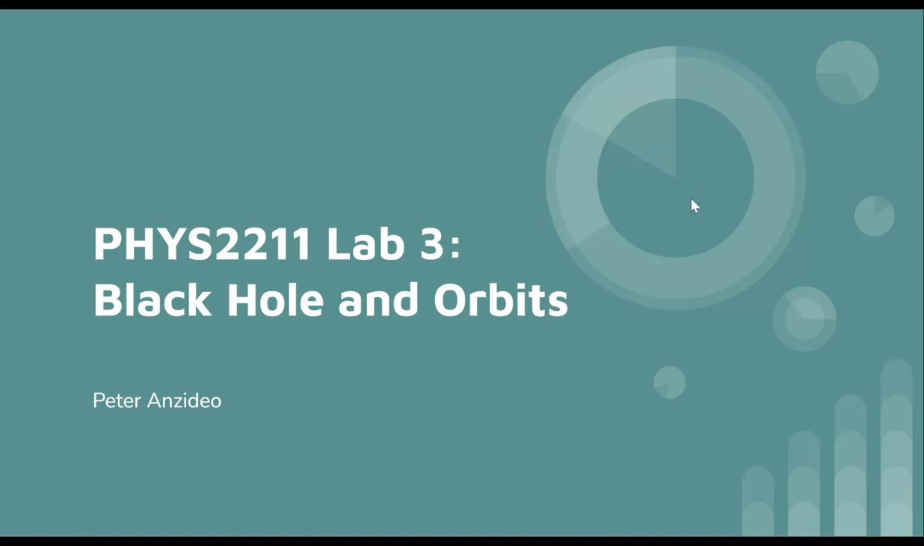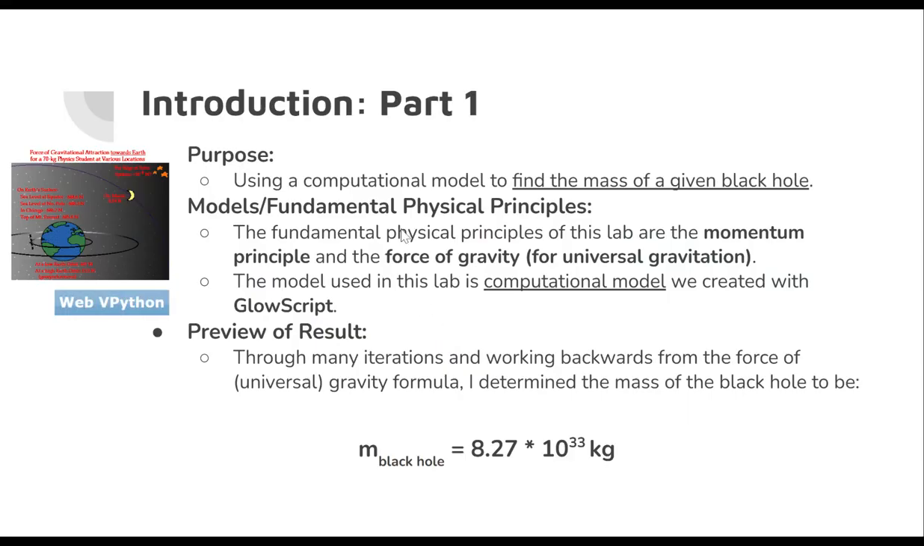Hello, my name is Peter Ansdale, and this is my presentation on Lab 3 of Physics 1 at Georgia Tech on black holes and orbits. So here's an introduction to the first part, which is focused on the orbit around a black hole. The purpose of this part is to use a computational model to find the mass of the given black hole.